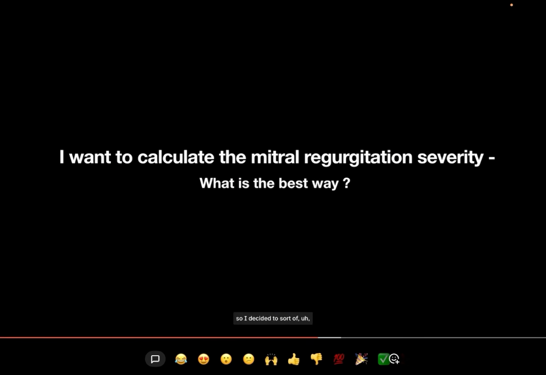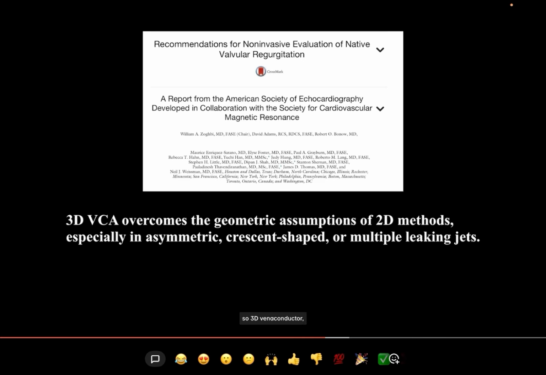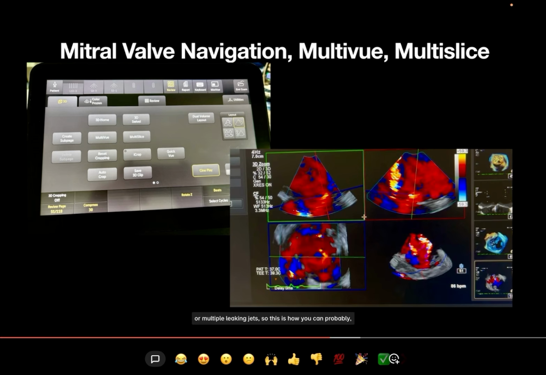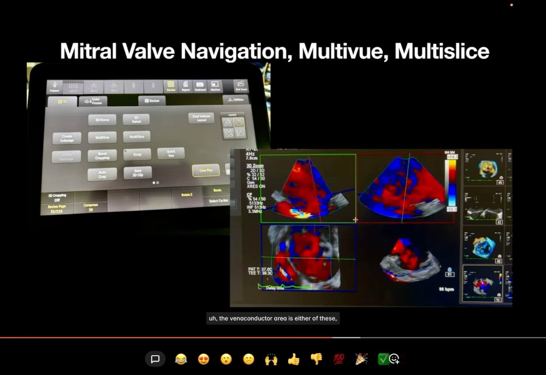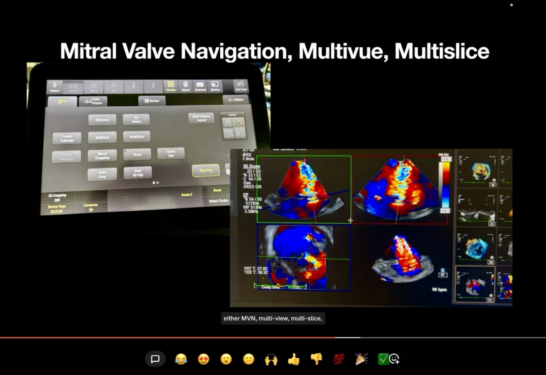So I decided to calculate the severity of MR. So what is the best way? The benefit of 3D vena contracta area over 2D-based echocardiographic methods in quantification of functional mitral valve regurgitation. So 3D vena contracta area overcomes the geometric assumption of 2D methods, especially in asymmetric, crescent-shaped or multiple leaking jets. So the best way to calculate the vena contracta area is either of these various possibilities, either MVN, multi-view, multi-slice.